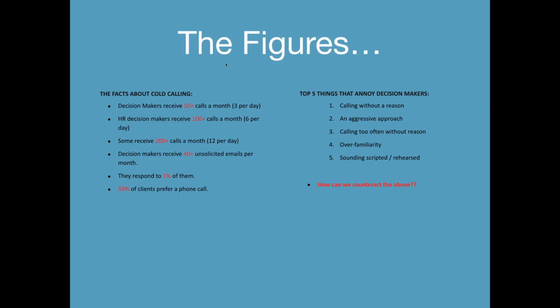Top 5 things that annoy decision makers are calling without a reason. So for me, that would be the very first thing I'd be looking at, and give them a reason for your call. An aggressive approach: you don't want to be too demanding and make them do something, because it won't go down well. Calling too often without a reason. You need to have a really good reason to call your clients, and your client converter will really help you with that. When you're using the influence technique, which is reciprocation, that will really alleviate that calling without a reason.